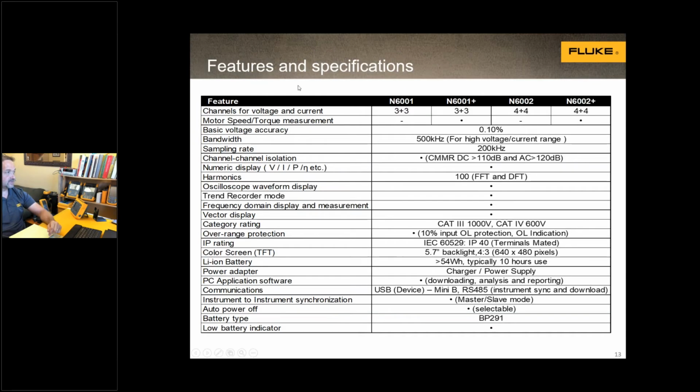So features: this gives a little breakdown or an example of the specifications of the models. It looks like these aren't quite correct. At the top here, this would actually be the Norma 6003 and the Norma 6003 Plus, and the Norma 6004 and 6004 Plus are actually the right models here. But the difference on the Plus models is the ability to do motor speed and torque, so you can do your motor efficiency measurements.